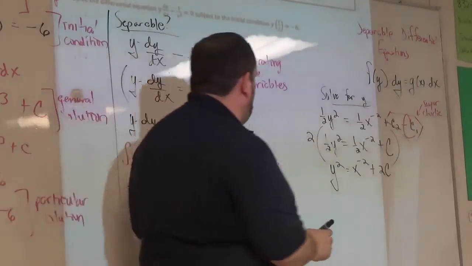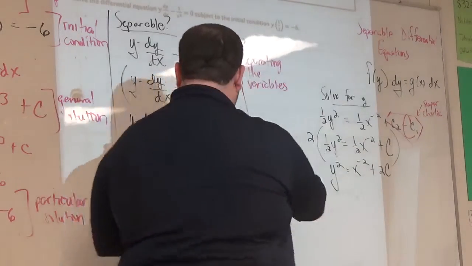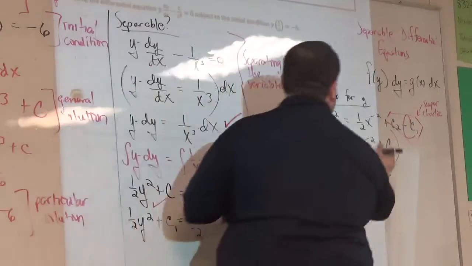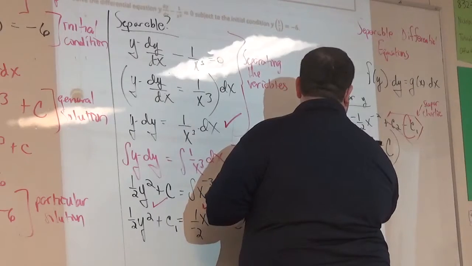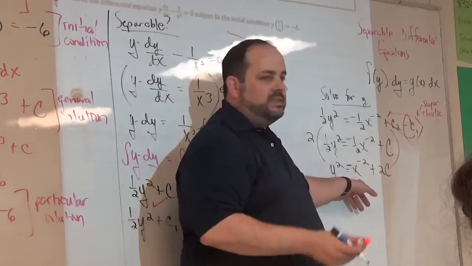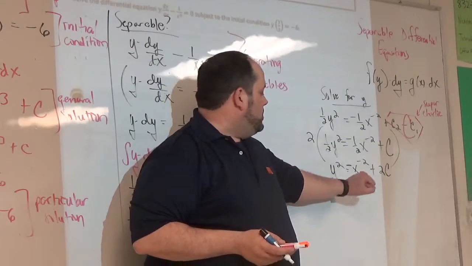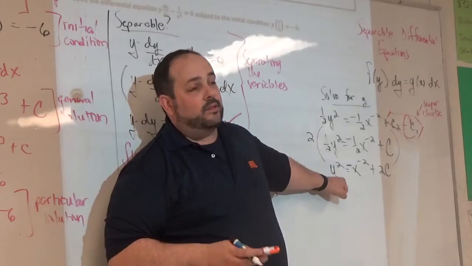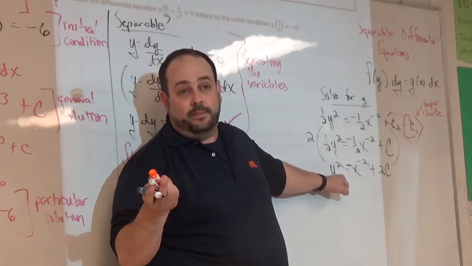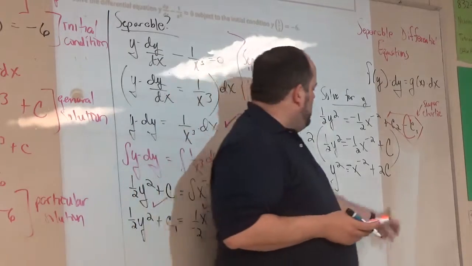Isn't that negative? Because it was negative on this other side. Okay, so y squared is going to be the negative of x to the negative 2 plus 2C. The goal is to solve for y. You're one step away from being done. But before we do that, I want to make life a little bit better. What do we know about C?